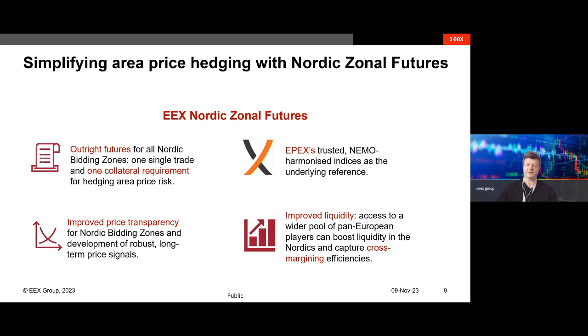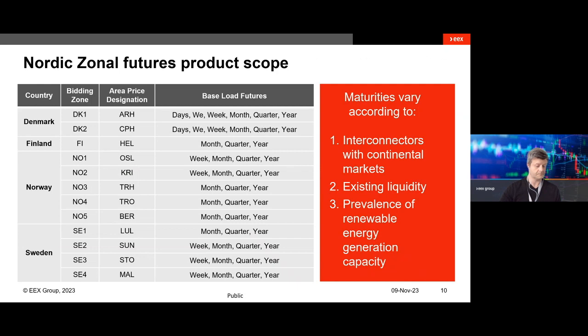So can we carry on to slide 10, please? On slide 10, here we delve into a little bit more detail about the respective products that we are offering to the market. You can see on the left side we are covering 4 different countries: Denmark, Finland, Norway, and Sweden. Next to it, you can see the different bidding zones that are being launched, as Stefan mentioned, in the first quarter of next year.